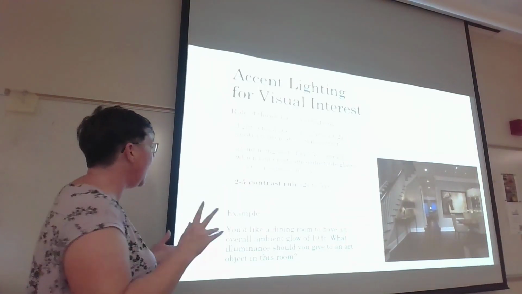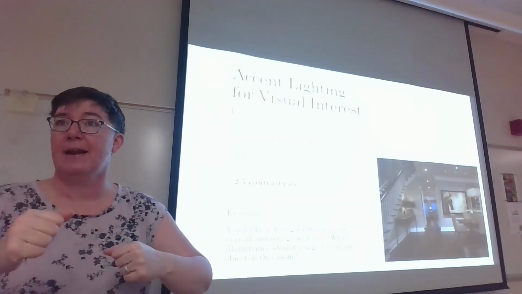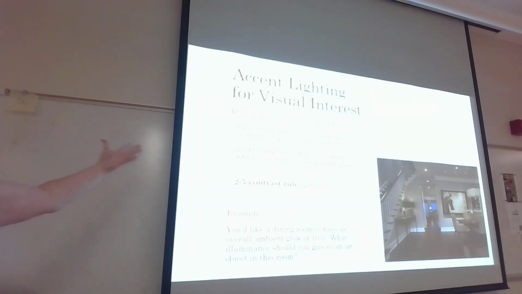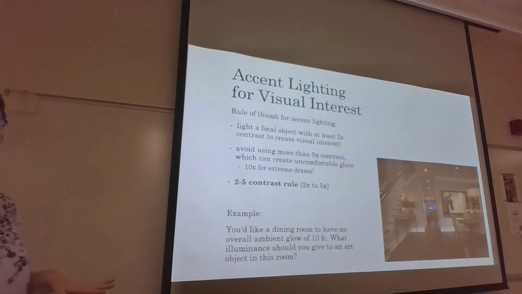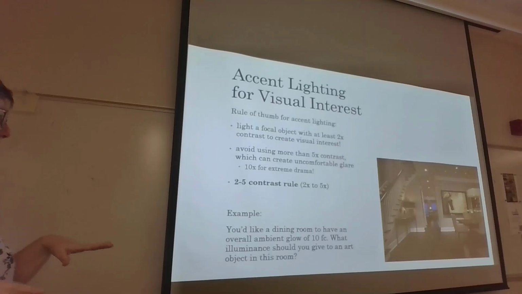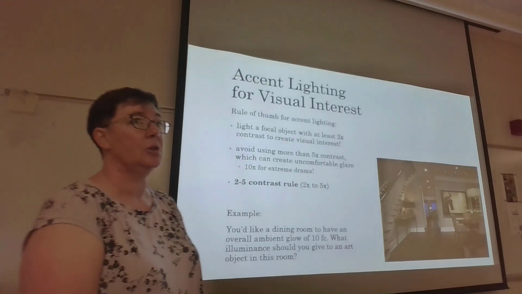So, for example, here we go with the numbers again. Ready? You would like a dining room to have an overall ambient glow, your ambient light in the dining room of 10-foot candles. Let's all think about 10-foot candles. What does that feel like? It's dim. It's relaxed. It's cozy. And then what illuminance should you give to an art object in this room? Give us a range.